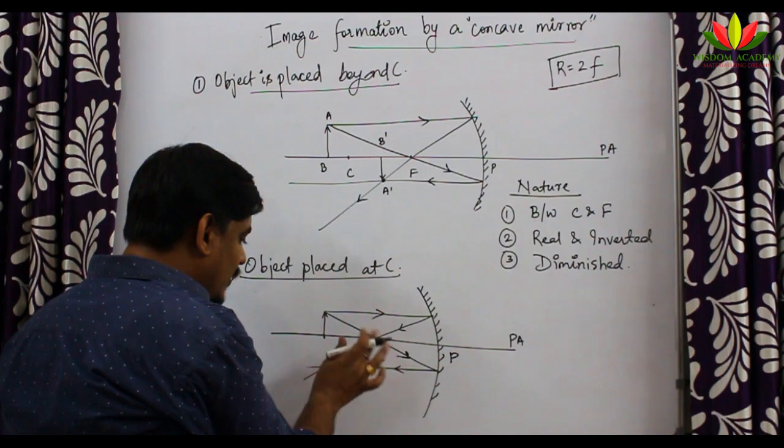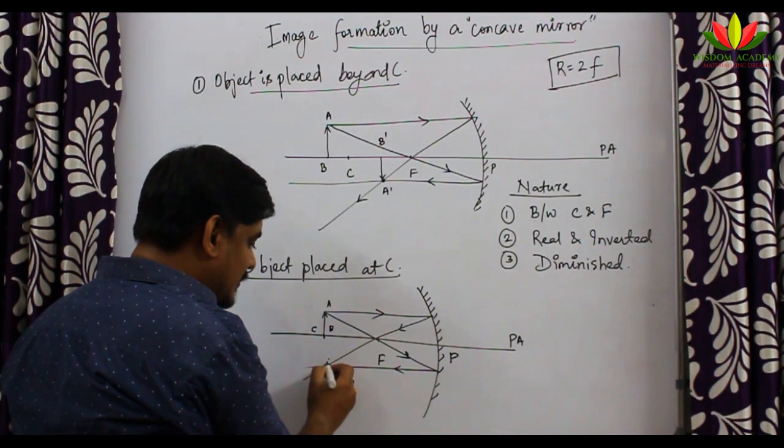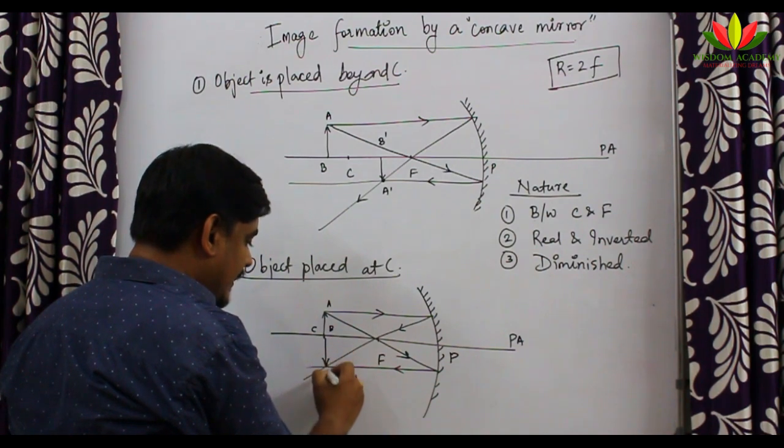And what do you see now? I see that the object AB, it has met at this point, and when I am drawing, it is at the same point.